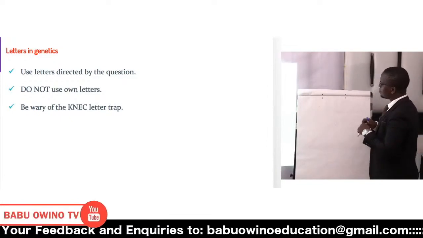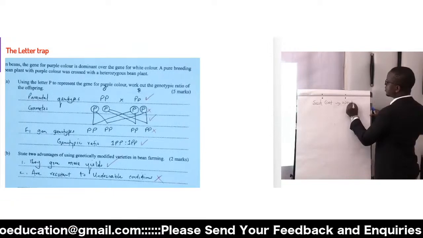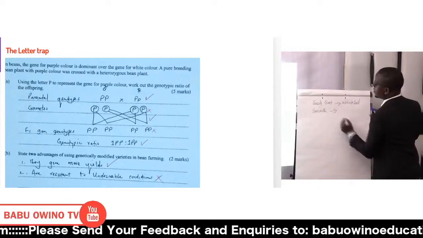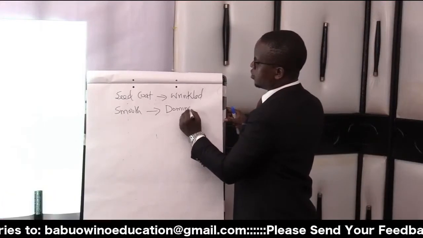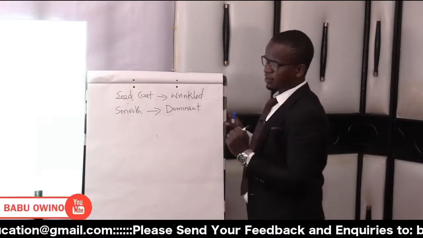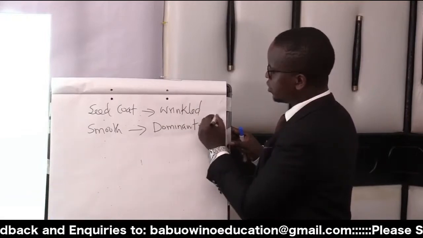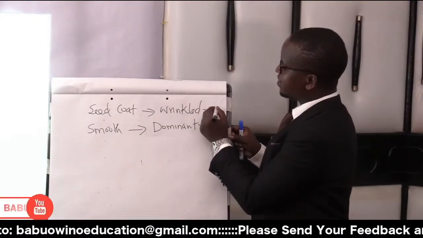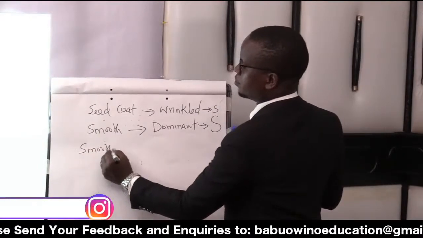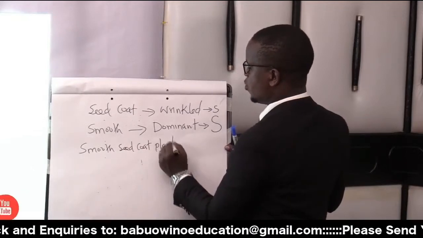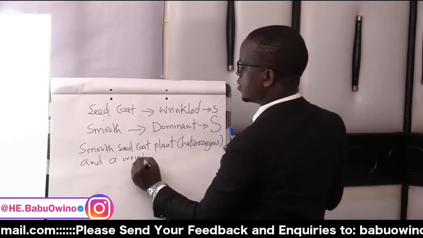I want us to imagine that in garden pea plants, the seed coat can be wrinkled or it can be smooth. And then you are told that the allele for smooth seed coat is dominant over the allele for wrinkled seed coat, meaning this is dominant and this is recessive. So if we represent the allele for smooth seed coat with the capital S, we will represent the allele for wrinkled seed coat with a small s. But these letters can be very tricky. So let us assume that you are told to cross a smooth seed coat plant which is heterozygous and a wrinkled seed coat.